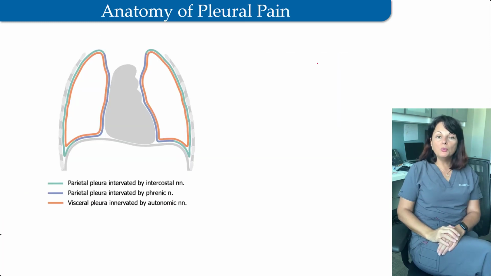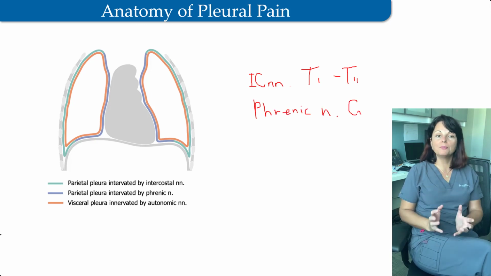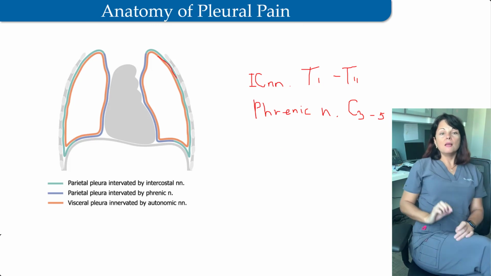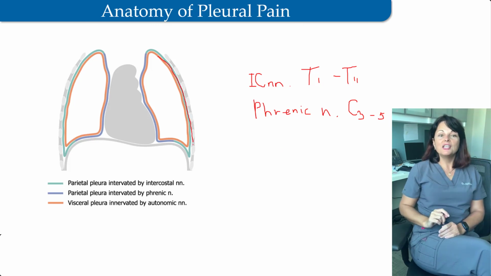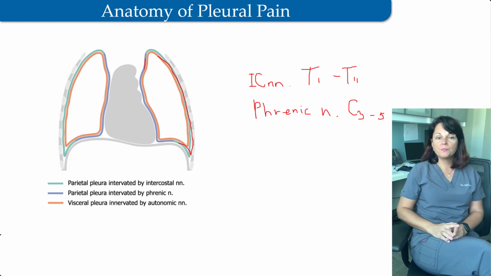The parietal pleura receives somatic afferent innervation from two different sources: the intercostal nerves T1 to T11 and the phrenic nerve C3 to C5. The intercostal nerves provide innervation to the costal pleura and peripheral diaphragmatic pleura. The mediastinal pleura and the central parietal pleura are innervated by the phrenic nerve.